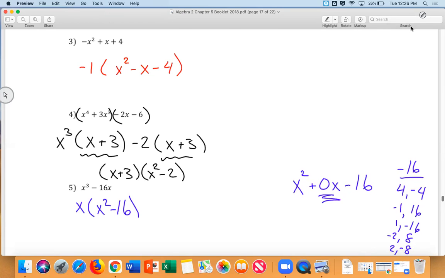0. So when we're dealing with these, this piece can actually be factored further, not because it's the difference of squares, but just because of what we're going to be doing next. So this piece can actually factor to x plus 4 times x minus 4.